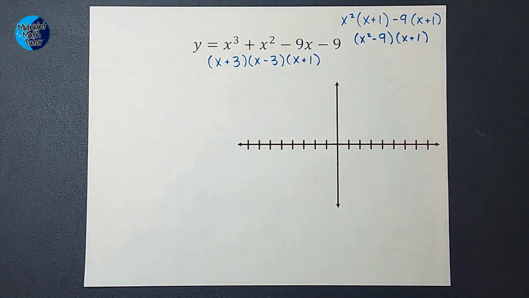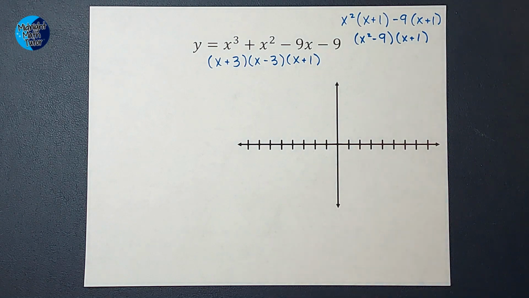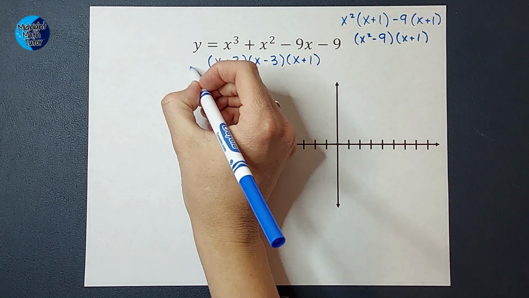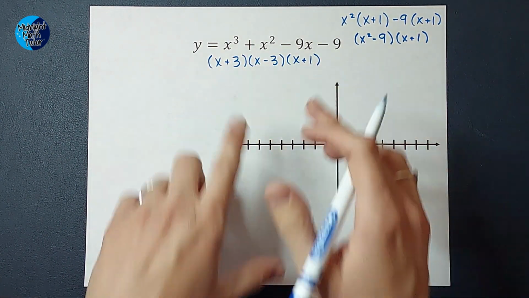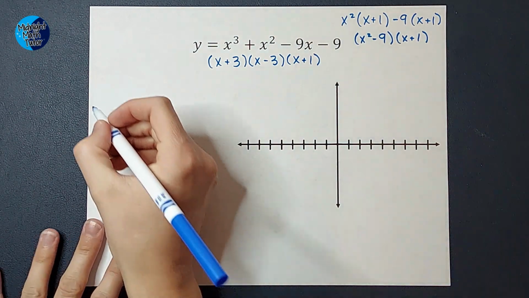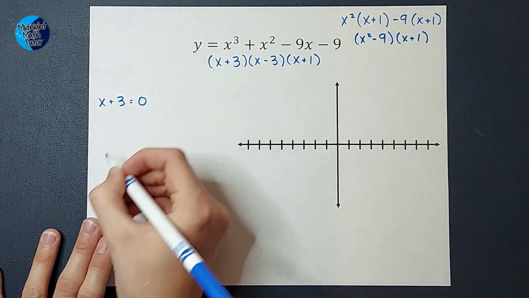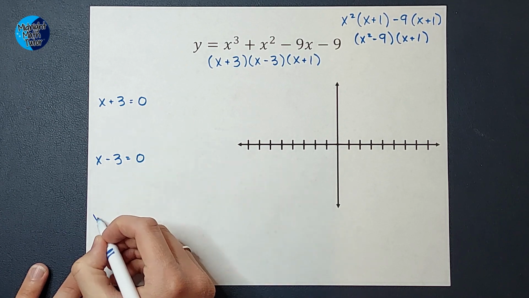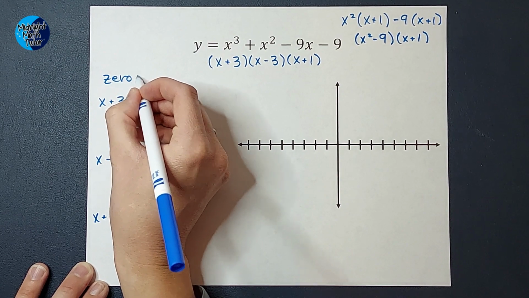Okay, so we factored. Now we're finding our zeros. When I say we're finding the zeros, we're finding where my graph crosses the x-axis. Now to find that, I would plug in 0 for y. So 0 equals this. And then what you end up doing is just setting each of these parentheses equal to 0. So that's what I'm going to do. We're going to have x plus 3 equals 0, x minus 3 equals 0, and x plus 1 equals 0. Okay, these are my zeros. I just said 0 like 4 times.